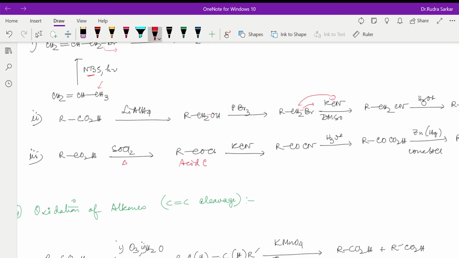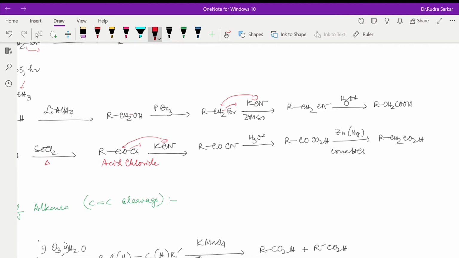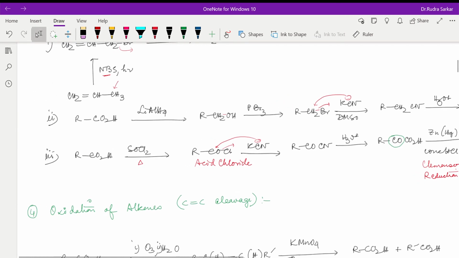This is your acid chloride, which again here the Cl can be removed from this compound by using KCN, and we have RCOCN, which undergoes hydrolysis to form the acid. This can be reduced by Clemmensen reagent, and the CO unit can be reduced to, so it is over here this CO unit that is reduced to CH2 to give you the acid.